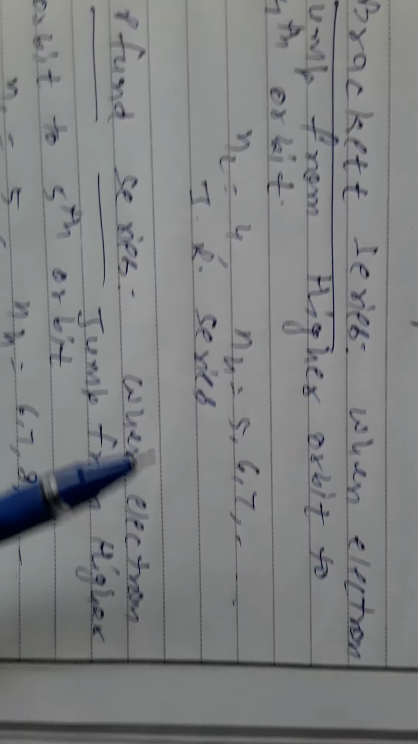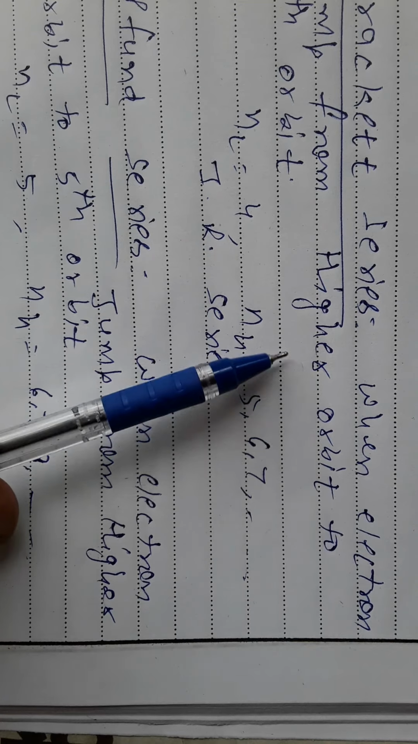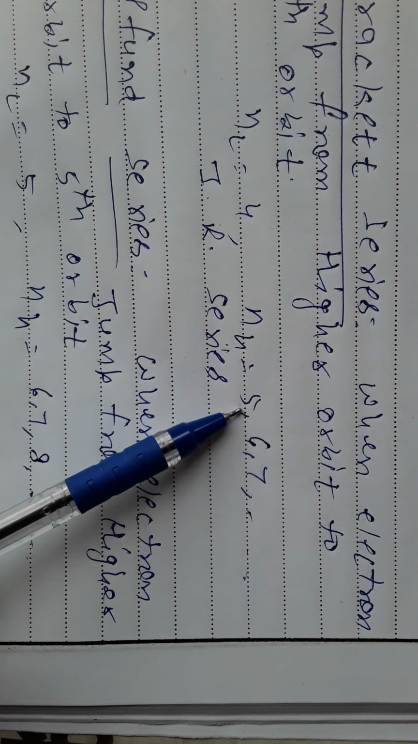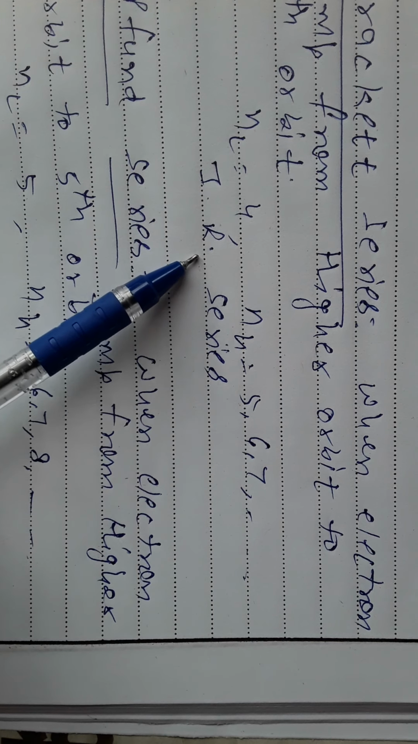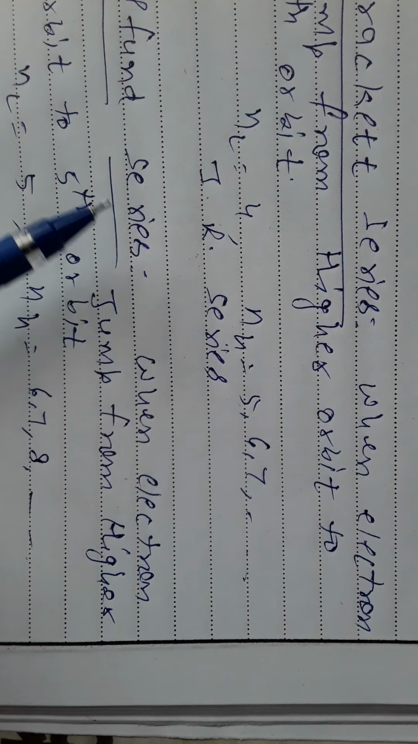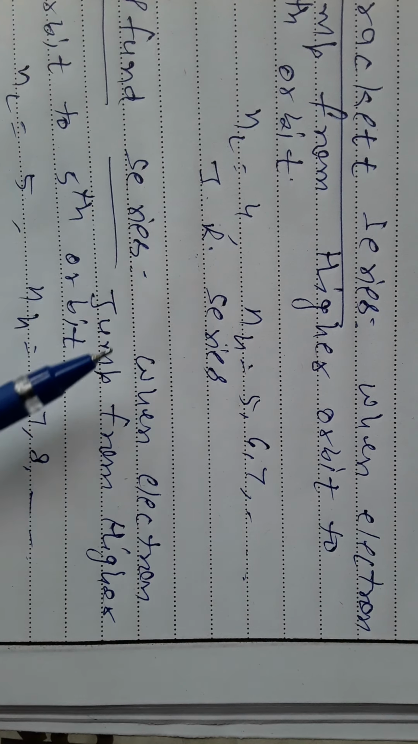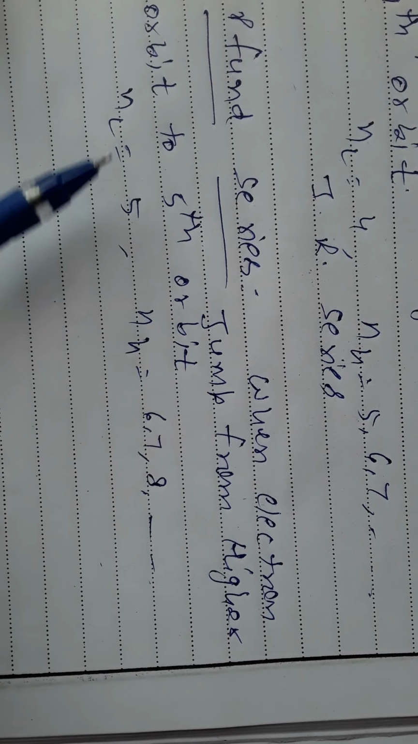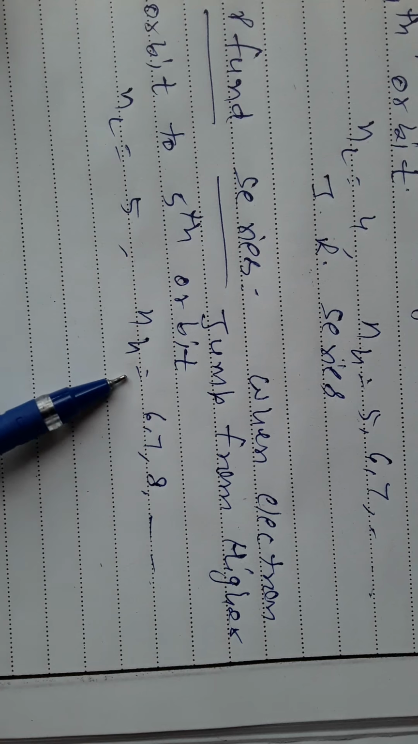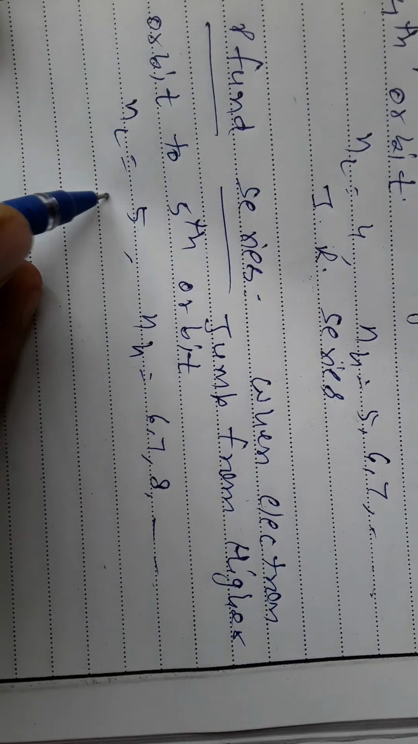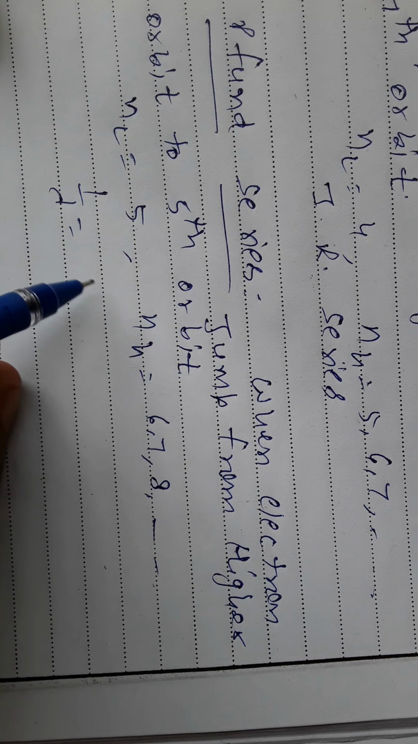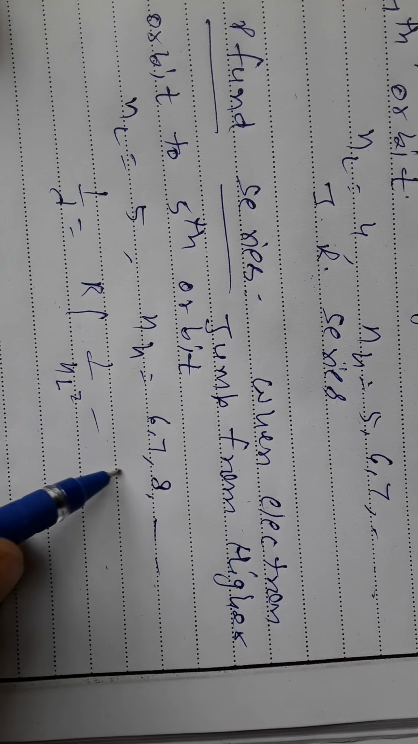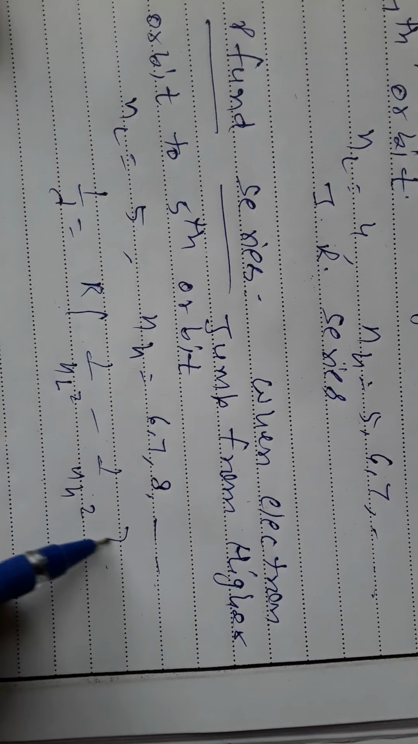Fourth is the Brackett series, when the electron jumps from a higher orbit to the fourth orbit. So nl is equal to 4, nh is equal to 5, 6, 7, and this also lies in the infrared region. Next is the Pfund series, when the electron jumps from a higher orbit to the fifth orbit. So nl is equal to 5, nh is equal to 6, 7, 8, and we can calculate the wavelength. 1 by lambda is equal to R into 1 upon nl square minus 1 upon nh square.